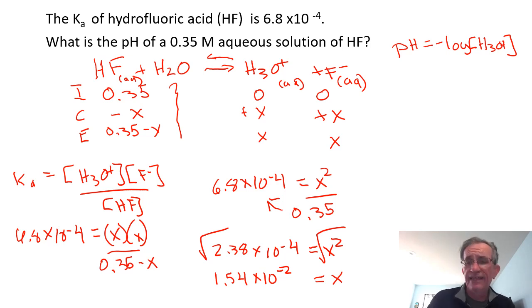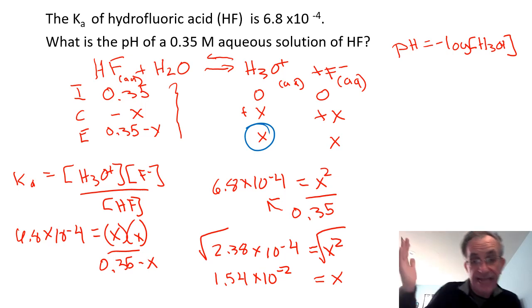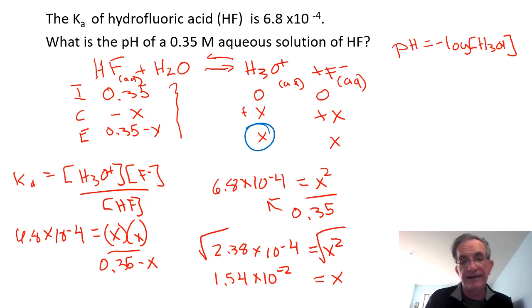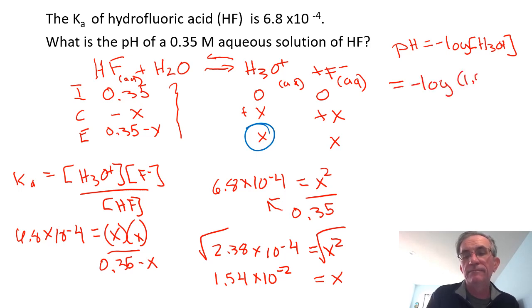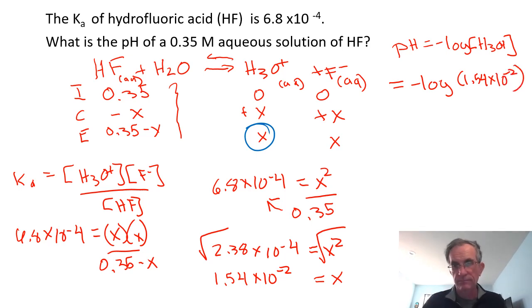All right. So that number we just came up with is the amount of hydronium. That's what x is. It's the amount of hydronium. That's the one we care about. It's also the amount of fluoride, but who cares about the fluoride? We care about the amount of hydronium. So at this point, we'll just take the negative log of it. And if you work it out, when you take the negative log of that number, you get 1.81.